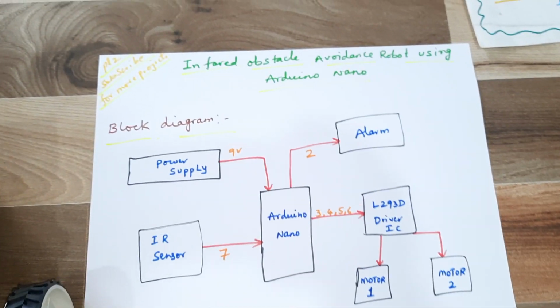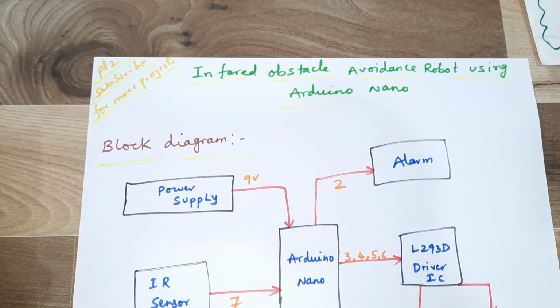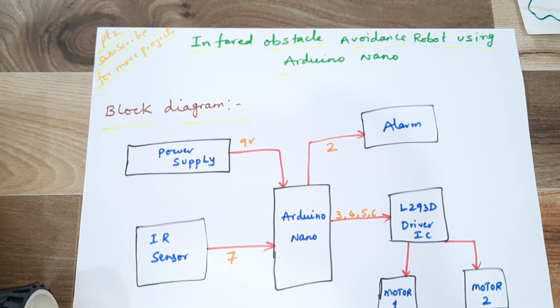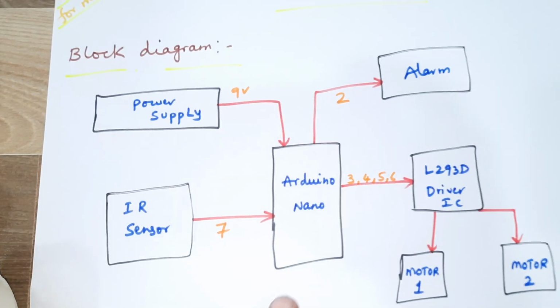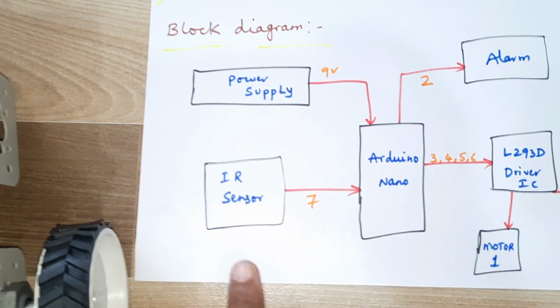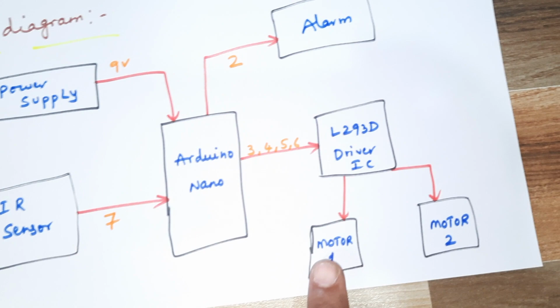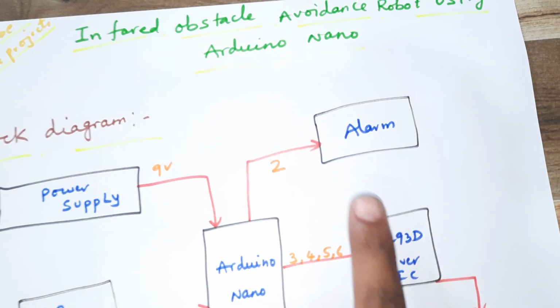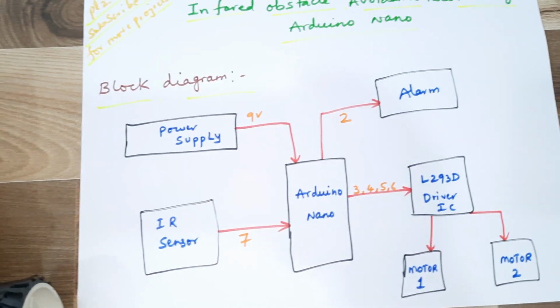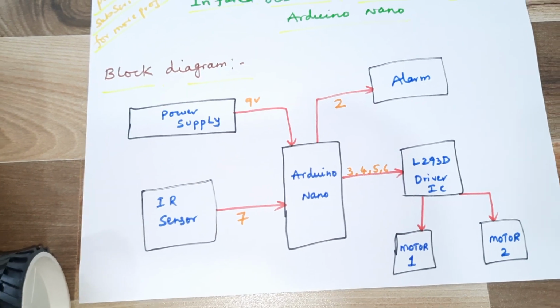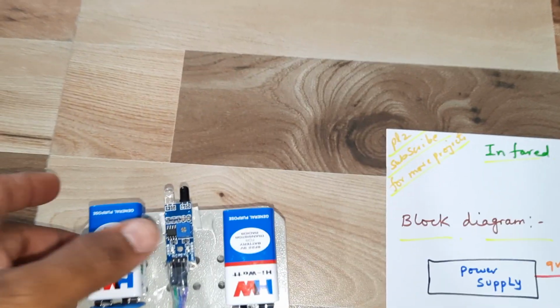The project title is Infrared Obstacle Avoidance Robot using Arduino Nano board. Here we are using Arduino Nano, IR obstacle sensor, L293D driver IC, 200 RPM motors two, and one alarm. If any obstacle is detected, a small beep sound plays and the robot turns in the right direction.